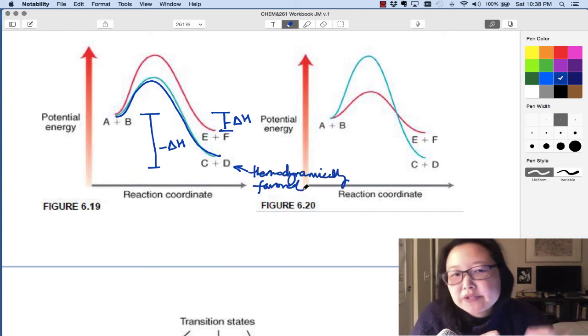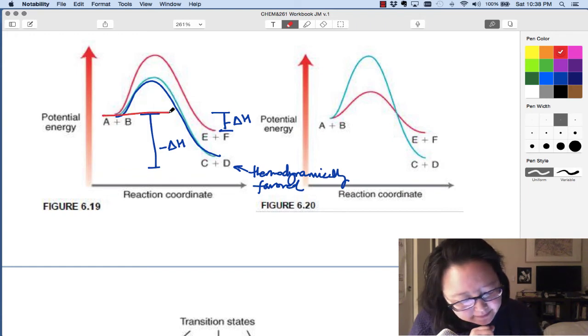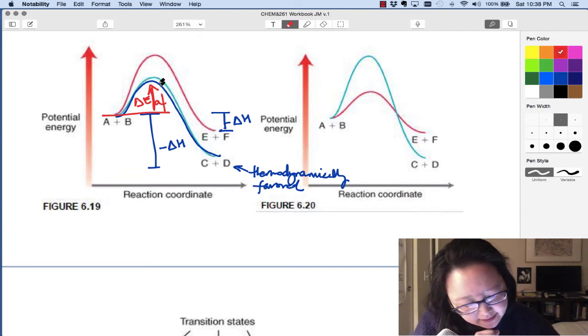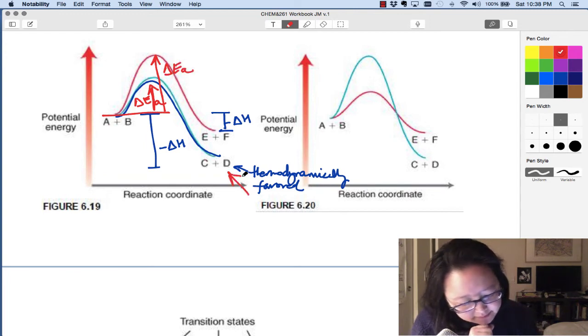And then in terms of which reaction's faster, I would look at the activation energy. So for this process down here, this is the activation energy, or delta EA, versus the other one, which is up here, so delta EA. So this is also not only the thermodynamically favored, but the kinetically favored, or faster reaction.